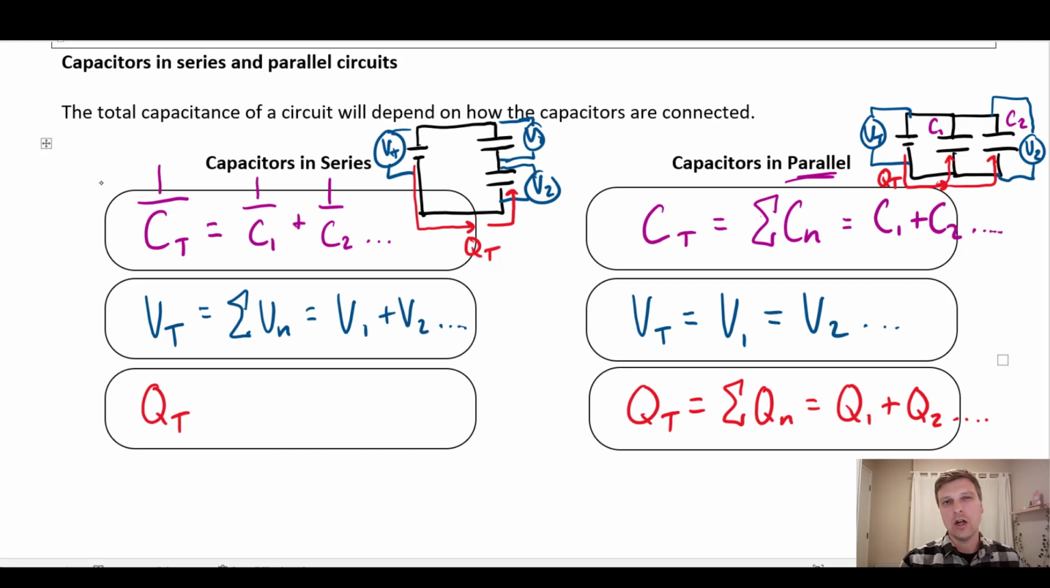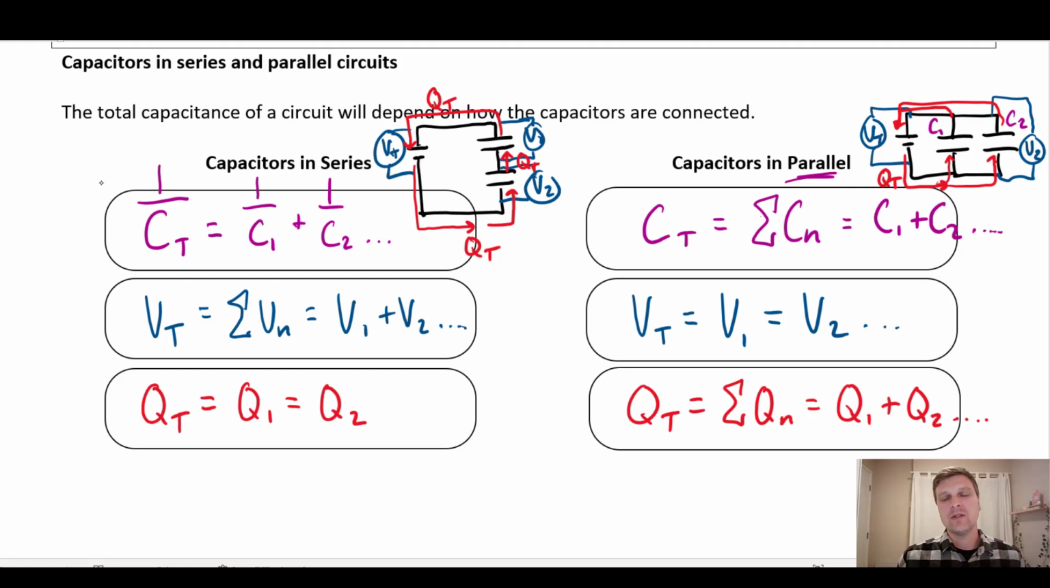Well, whatever amount of charge flows out of that battery is all going to collect on the first plate, which is then going to cause the capacitor to push that same amount of charge to the next plate, which is going to cause the same amount of charge to flow back to the battery. Notice that in each case, the total charge that flows back to the battery has to be the same as what flowed out of it, because again, it's a complete circuit. And so in this case, the total charge is just going to equal the charge that builds up on the first one, which is going to equal the charge that builds up on the second one.